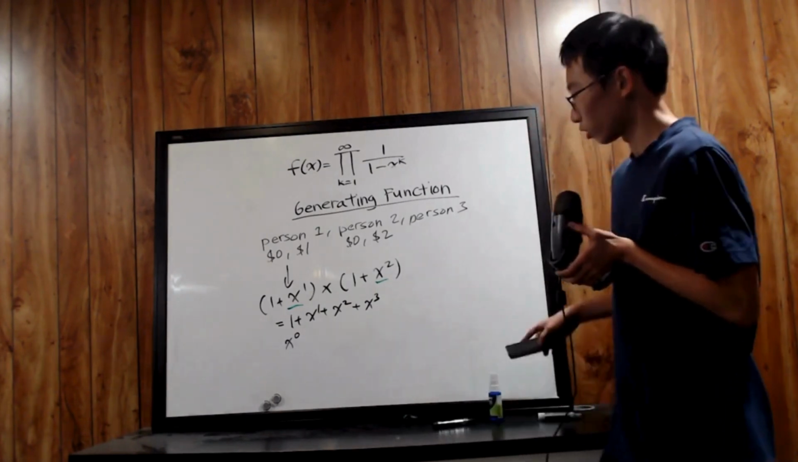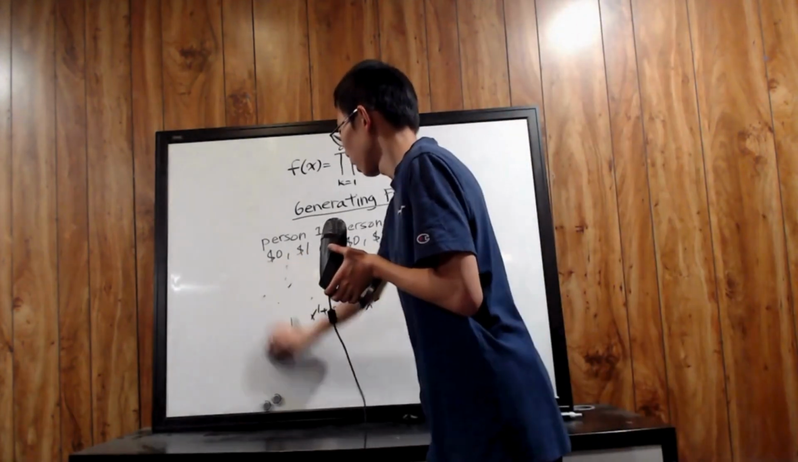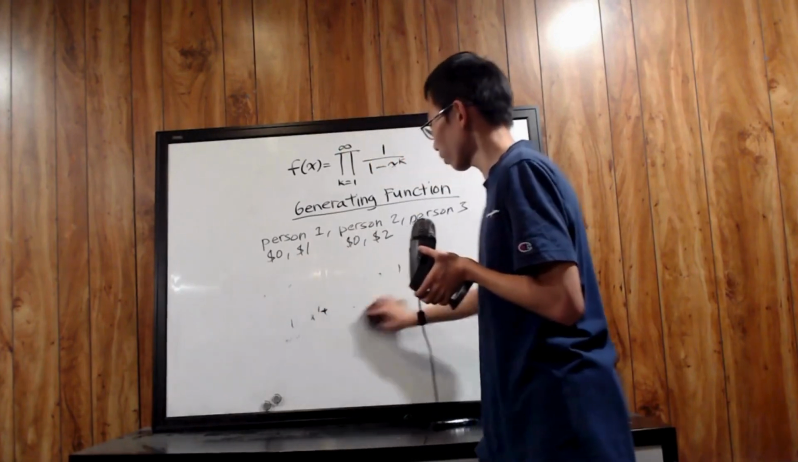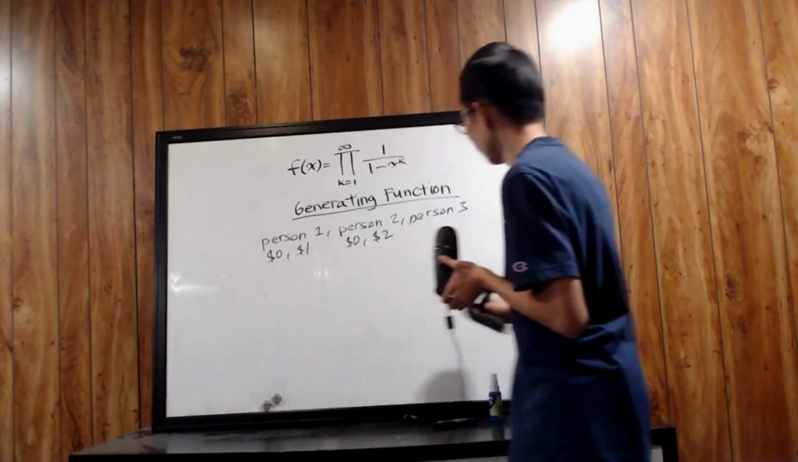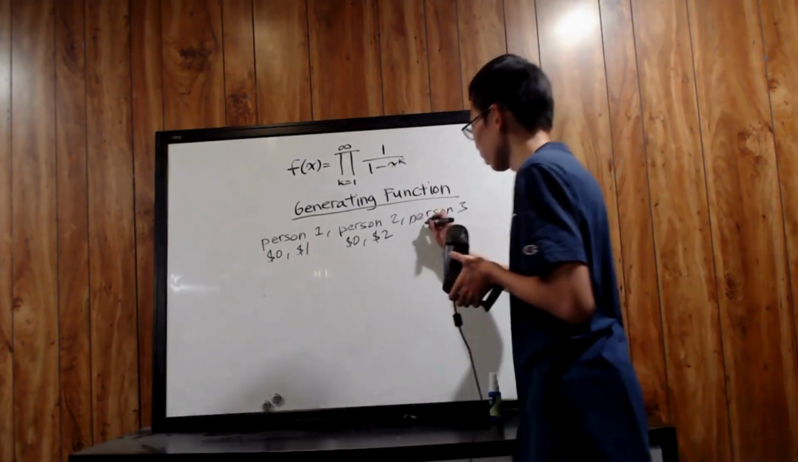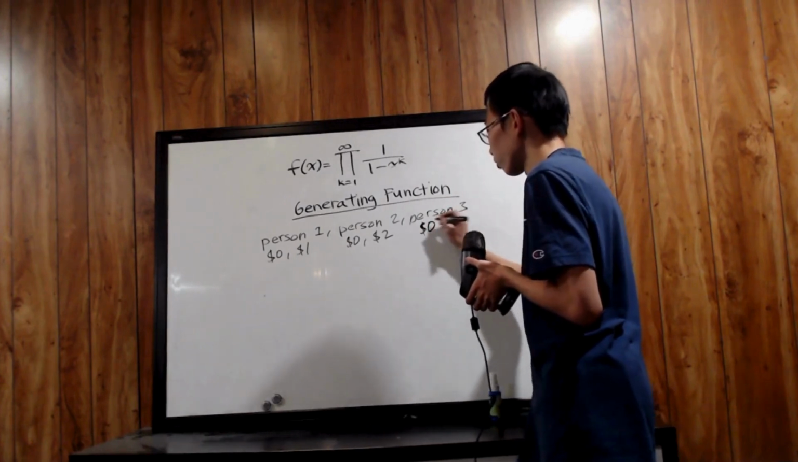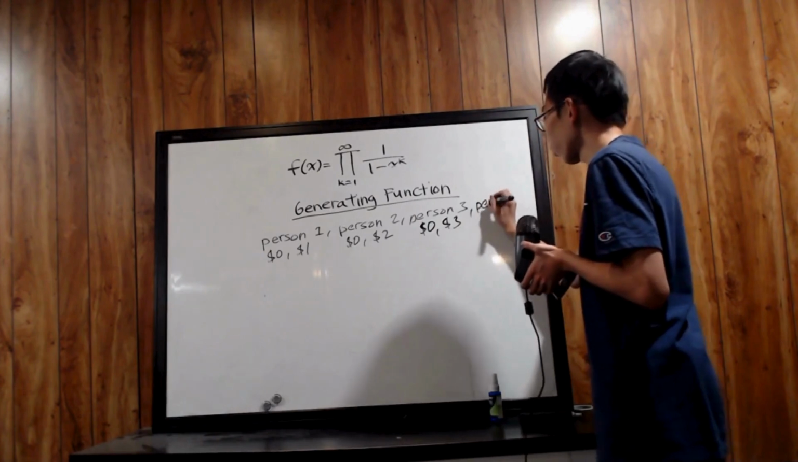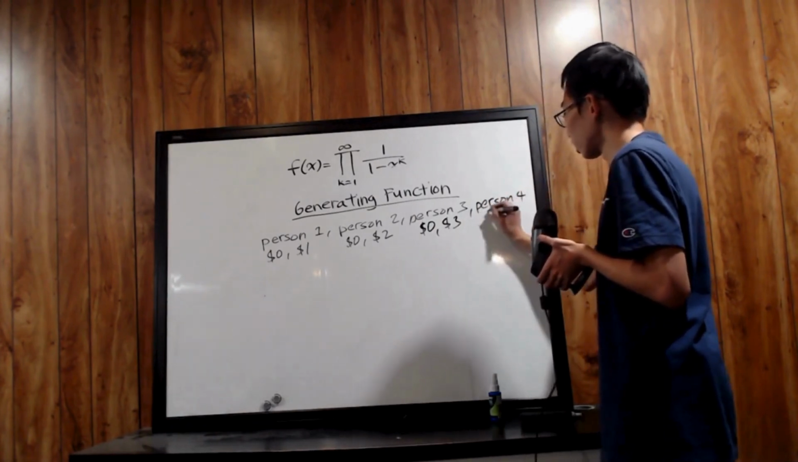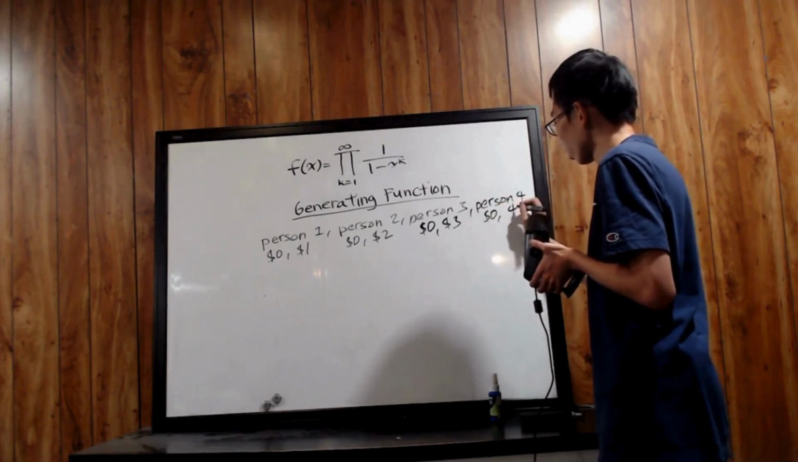Now, let's do a more complicated problem. Let's say that instead of only having 2 people donate money, let's say that person 3 decided to give money as well. So person 3 will give $0 or $3, and there's also a person 4 who would give $0 or $4.